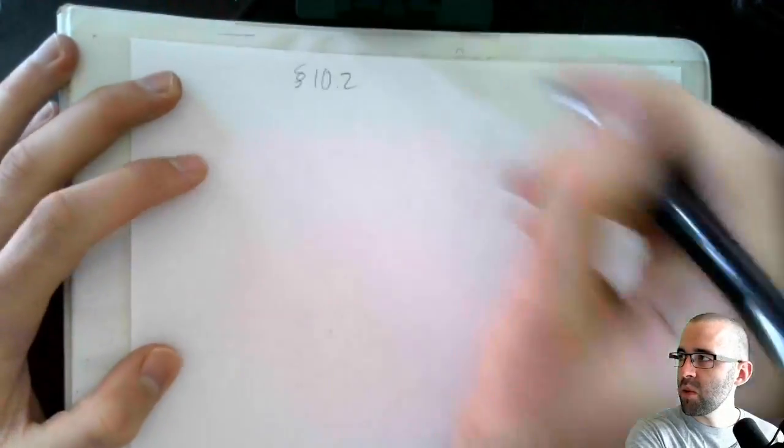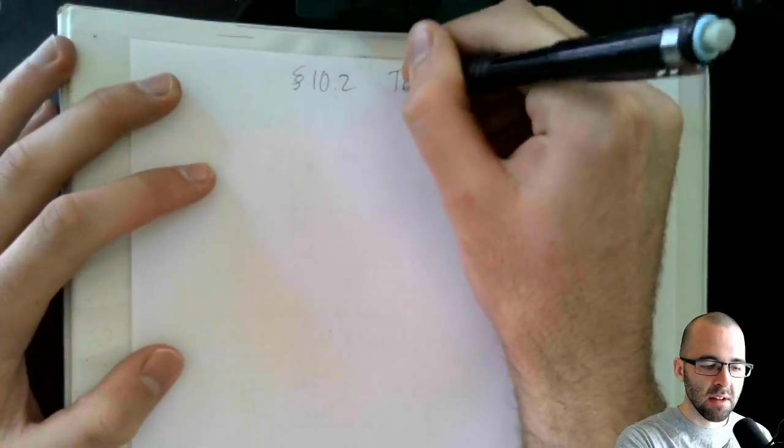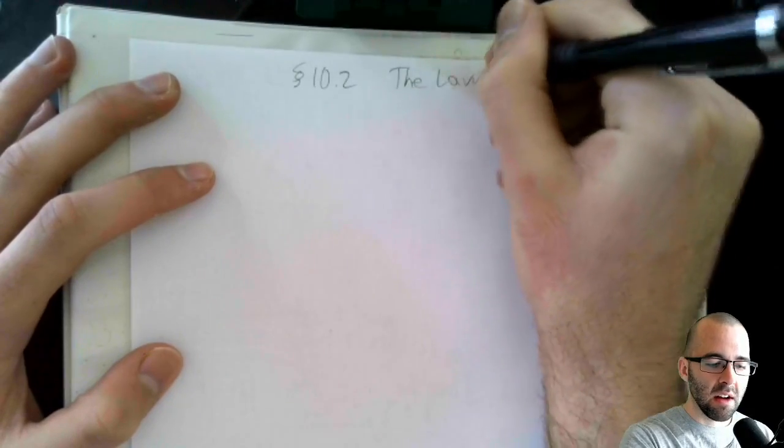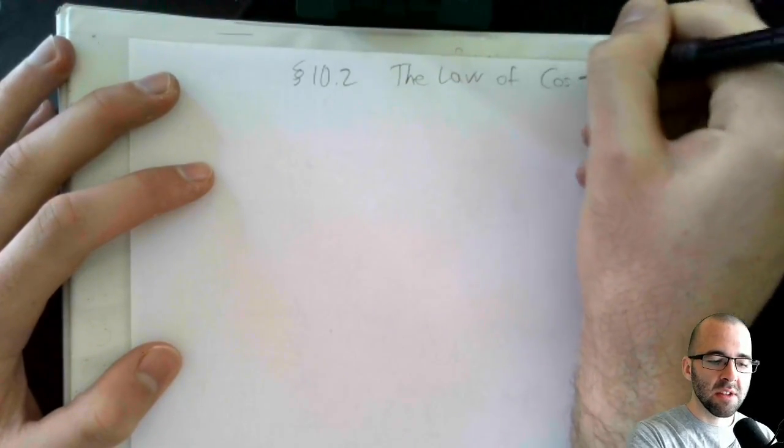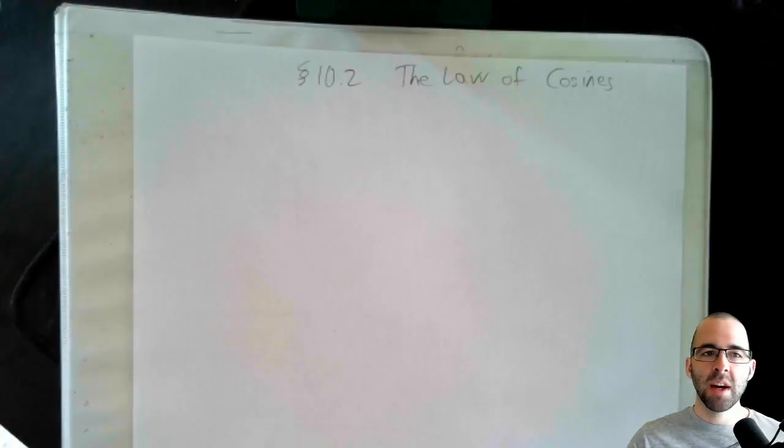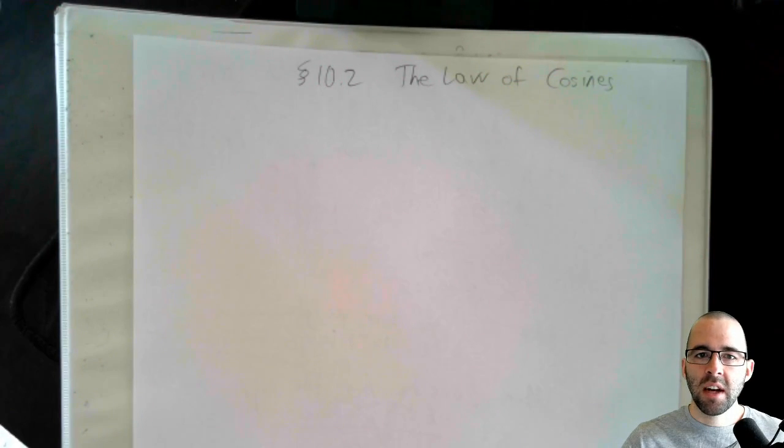So we're getting into 10.2, which is the law of cosines. And the law of cosines, again, is also on your chapter 10 formula sheet. Your chapter 10 sheet you can find on Canvas.